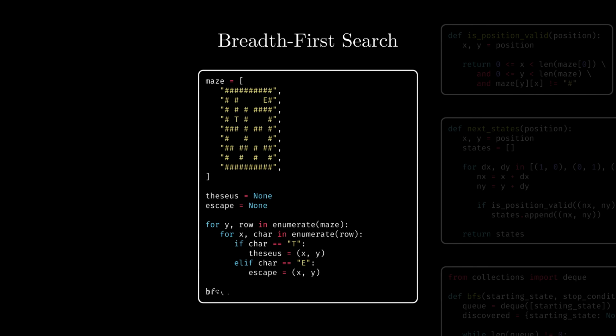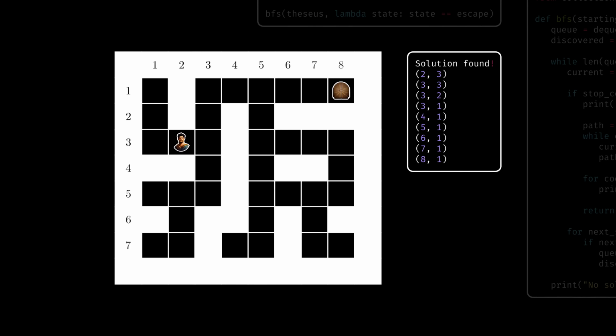Now we can finally call the BFS function, with Theseus' starting position and a stop condition that returns true if the given state is the escape. And, as we can see, Theseus can indeed escape this particular maze.